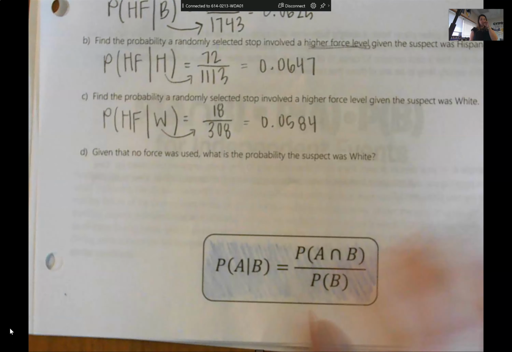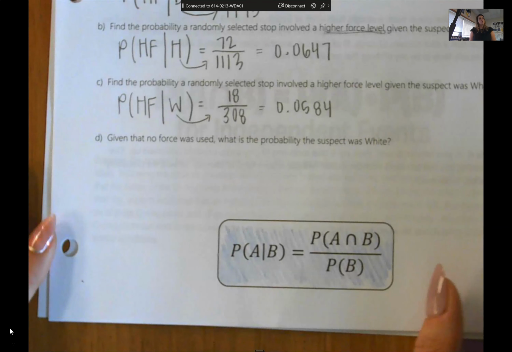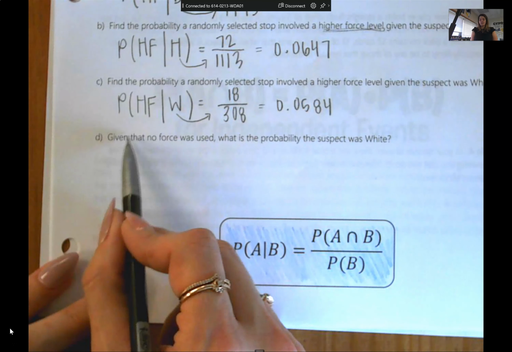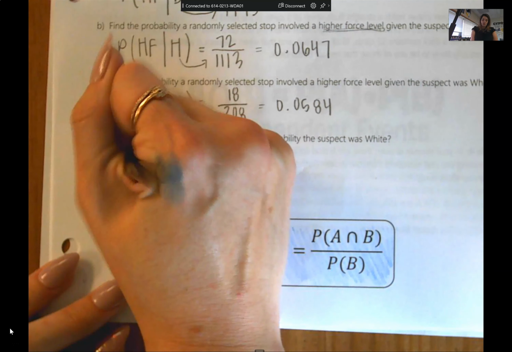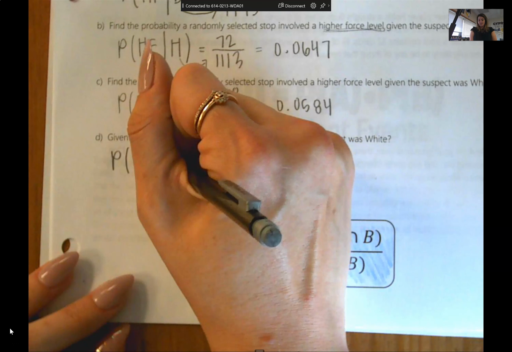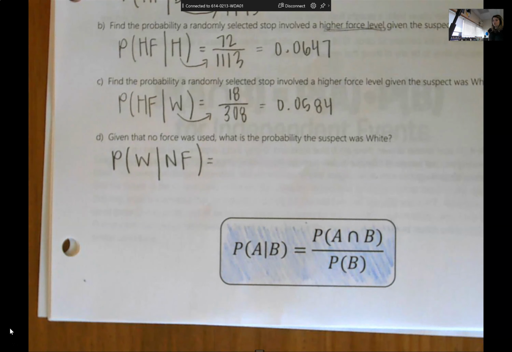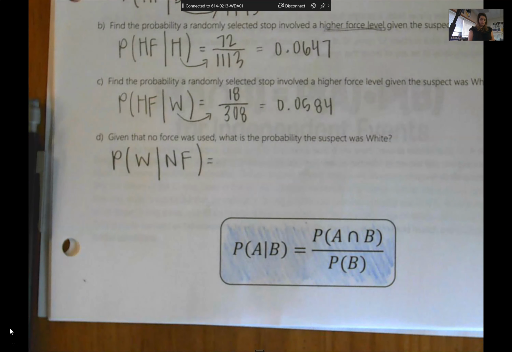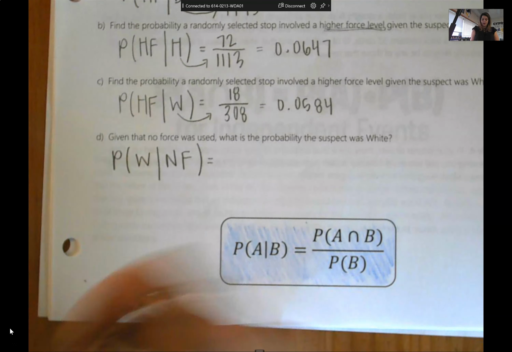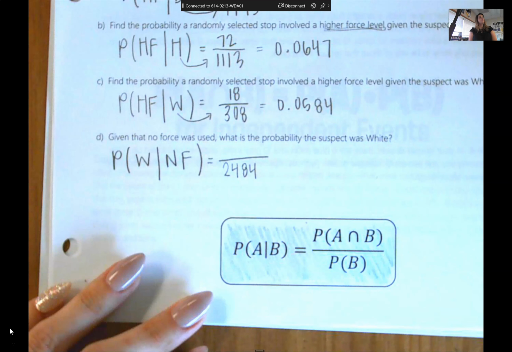Okay, last one. Given that no force was used, what is the probability that the suspect was white? So this time your given is at the beginning. So probability that the suspect is white given no force was used. So the condition this time is that no force was used. So I got to add up that row because the majority of stops were no force. I'm getting that 2,484 stops had no force.